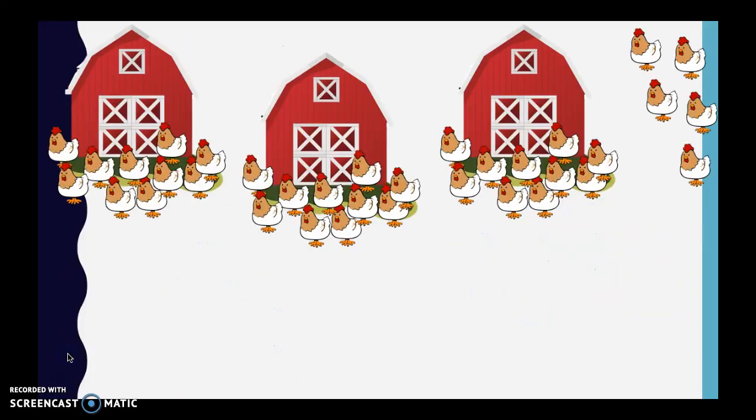All right, I went to a farm the other day and there were all these chickens. There were 3 barns, and at each of the 3 barns there were 10 chickens. That's where my groups of tens come in. And then there were these other chickens that were just roaming around all by themselves. I want to talk about a number bond that's going to show how many tens I have and how many ones in the parts. So let's go ahead. Get your finger. Let's tap on the barns and count by 10.